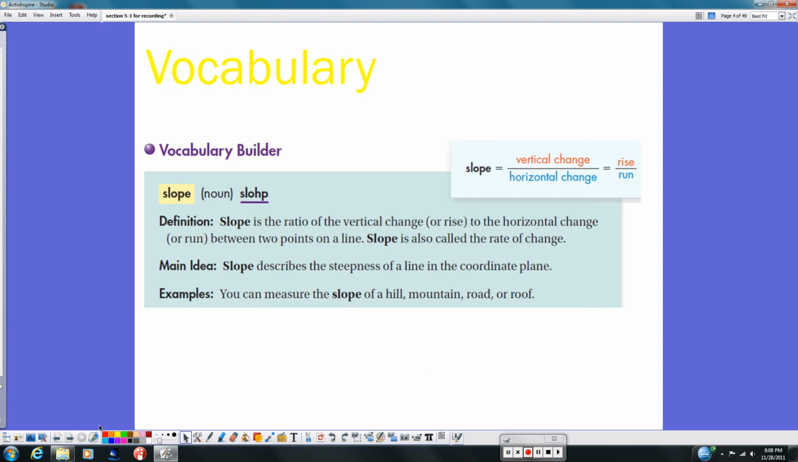So what is slope? Slope is the ratio of the vertical change, also known as rise, to the horizontal change, also known as run, between 2 points on a line. Slope is also called the rate of change. So we're going to have several ways to look at slope in this section. Today we're going to look at it mainly as the vertical change over the horizontal change, or rise over run.